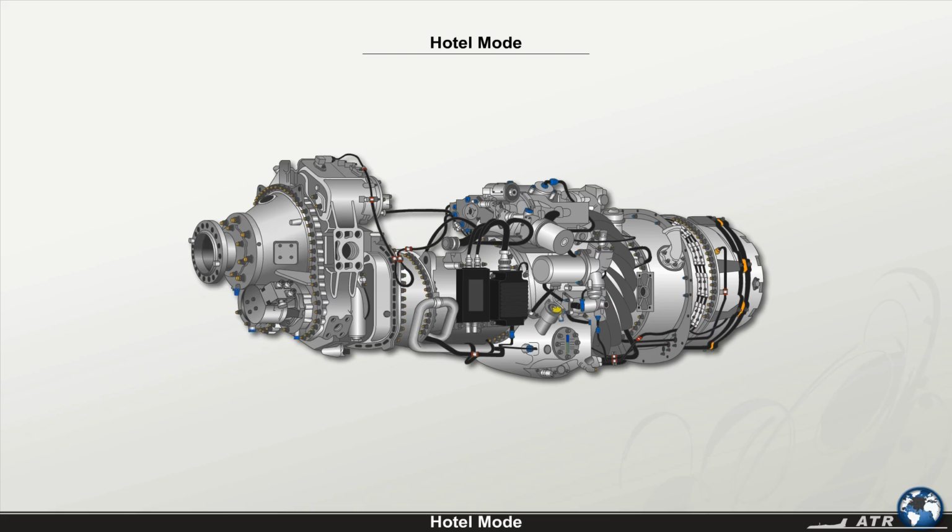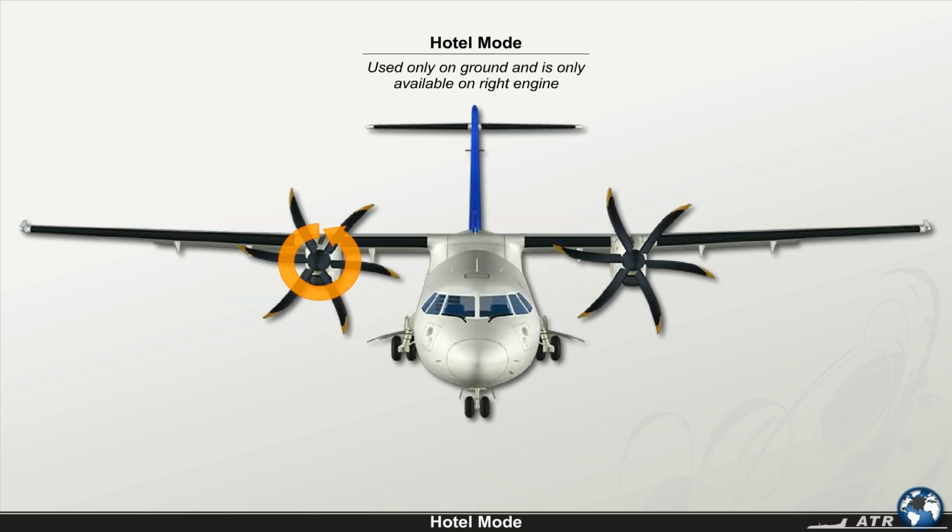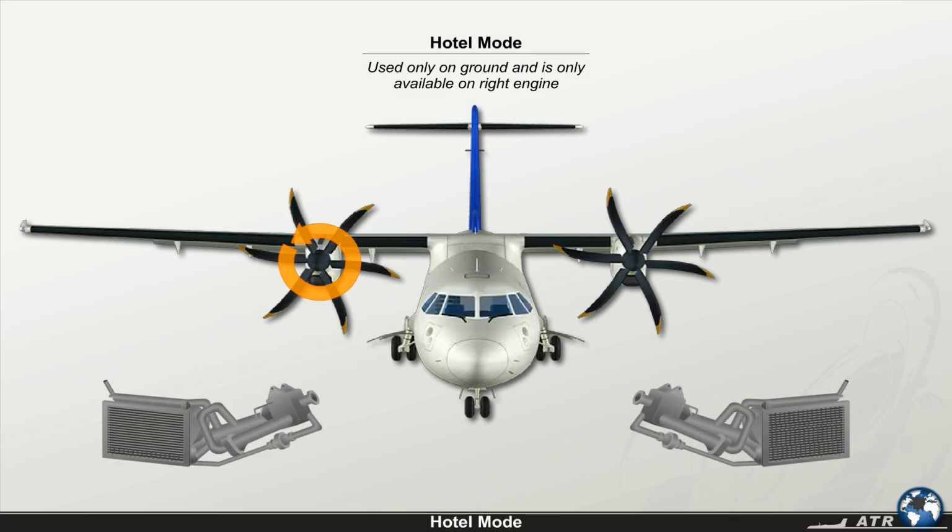The hotel mode is used only on ground and is only available on the right engine. In this mode, the propeller rotation is blocked by means of a propeller brake. Once the right engine is running, it can deliver DC electrical power and bleed air from the high-pressure compressor to both air conditioning system packs.